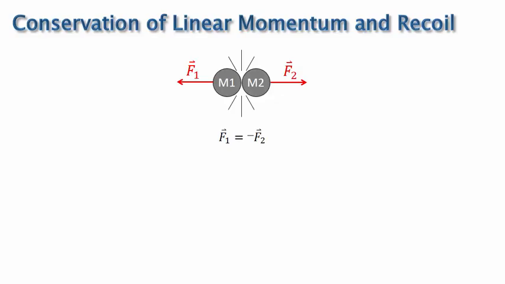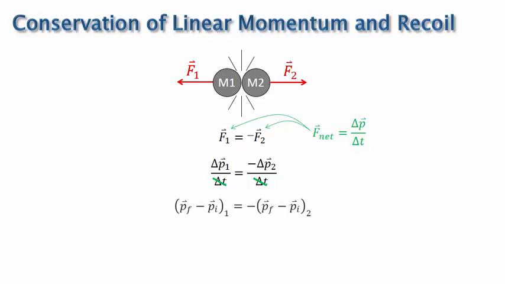F2. If there are no other forces acting on these objects, then each of these forces is a net force, so we can use Newton's second law to replace each force with delta P over delta T. After doing that, the equations become this. In this equation, the delta T's are the same, so they can be canceled out. Next, let's expand each delta into final minus initial, and then move the initial momentum terms to the left side of the equation and the final momentum terms to the right side of the equation, so that it becomes this.